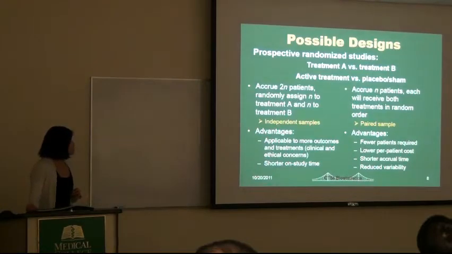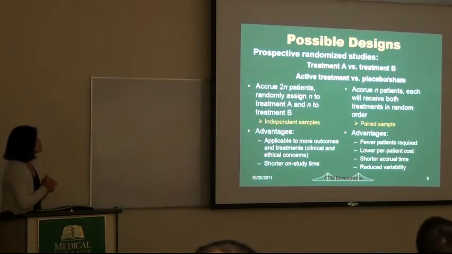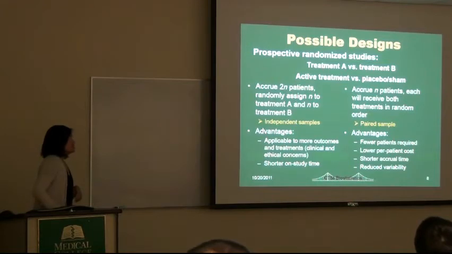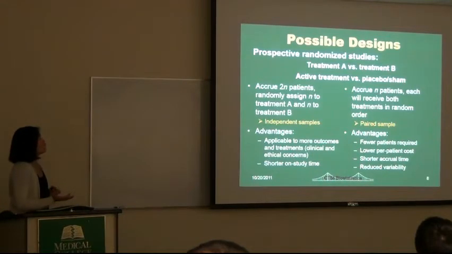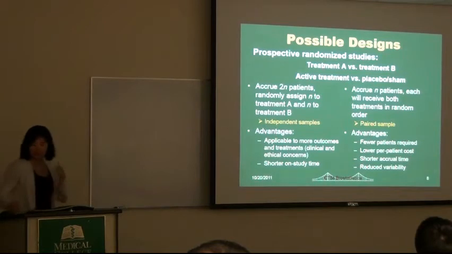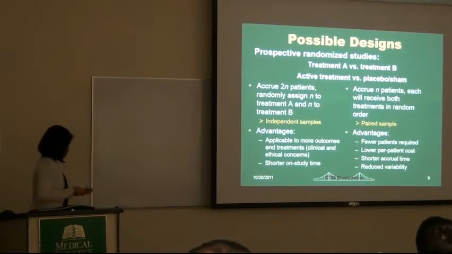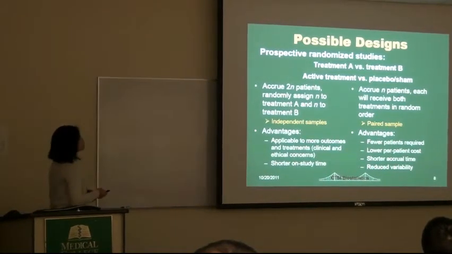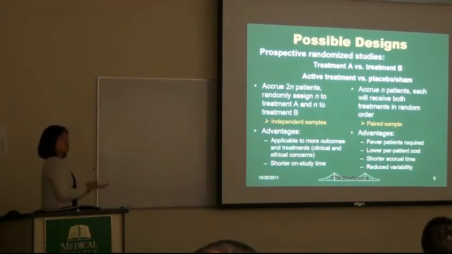So some scenarios of possible designs. Let's say you want to look at a prospective randomized trial comparing treatment A versus treatment B, or active treatment versus placebo. A typical design is you accrue, let's say if you want N patients in each treatment, 2 times N patients and randomly assign half of them to treatment A and the other half to treatment B. If this is the design you use, you'll end up with independent samples.